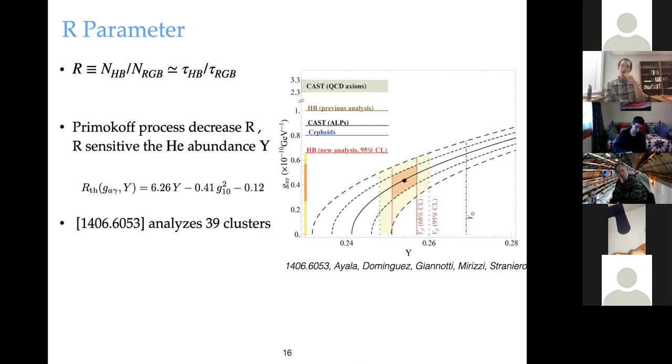And there's another thing that will be degenerate, which is the helium abundance in the globular cluster. This will affect the helium core or the evolution. And it turns out there's some degeneracy between Y and g10 squared. The Y is the helium abundance, and g squared is the coupling. So you can increase the g, also increase the Y, and they will just be degenerate. But there's numbers like 6.26, 0.41, and 0.112.